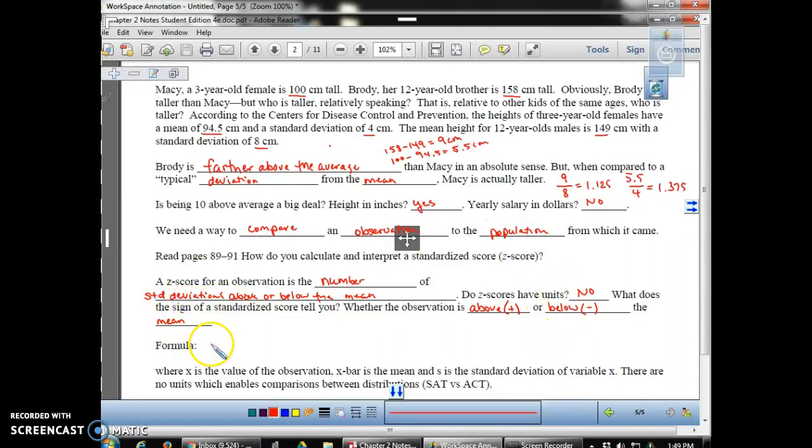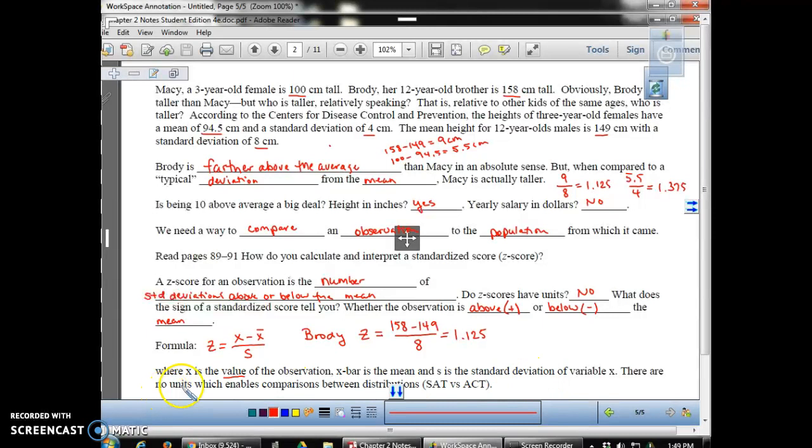So the formula for this is z is equal to x minus x bar over the standard deviation. I'll just do Brody real quick here. Brody was 158 centimeters. The mean height of 12-year-old boys was 149, and then the standard deviation was 8. When we plug all that in, we get 1.125 as the z-score. Make sure you understand, x is the value of the observation, x bar is the mean of the distribution, and s is the standard deviation.